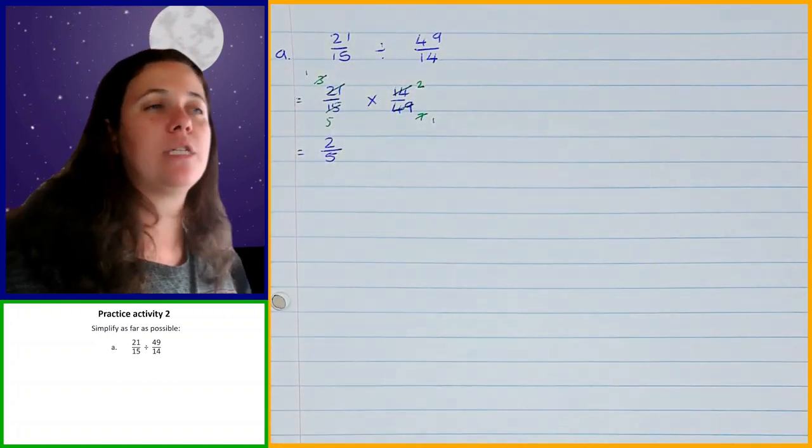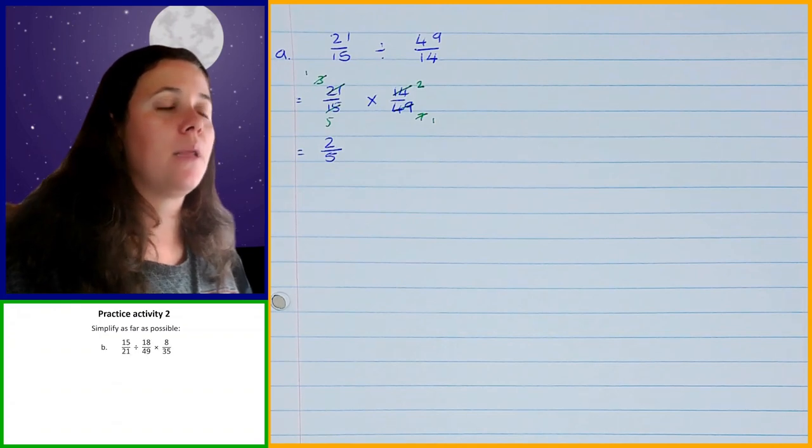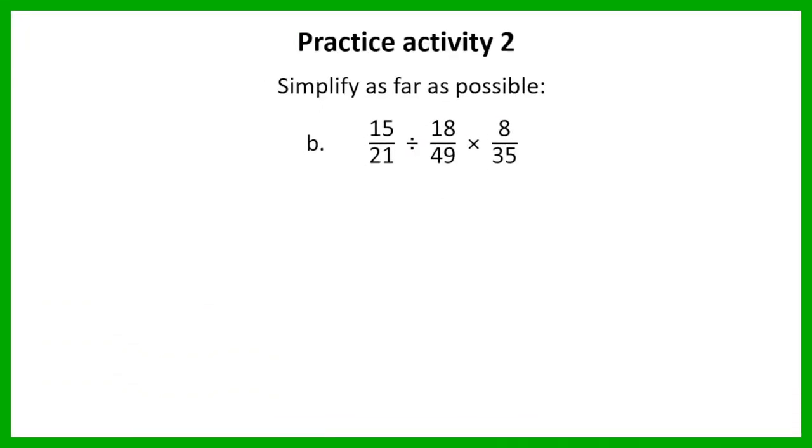Right, next question. Question B. We have got 15 over 21 divided by 18 over 49 times 8 over 35. Now be careful with this one. You are only going to tip and times where there is a divide sign. Okay, so be careful. Right, I'm going to give you 1 minute to work on this question.